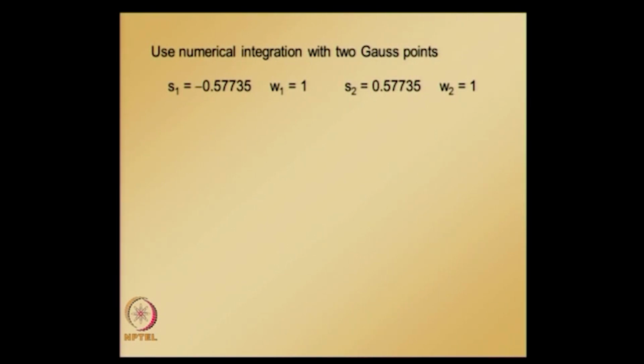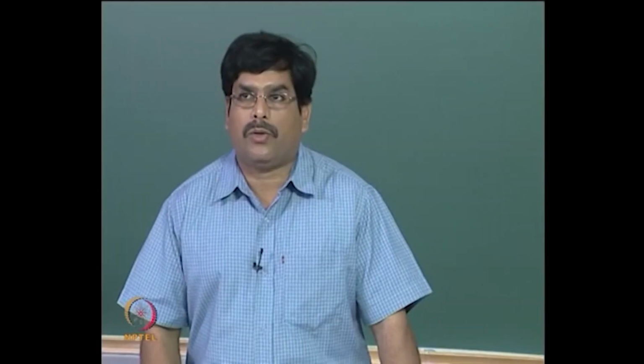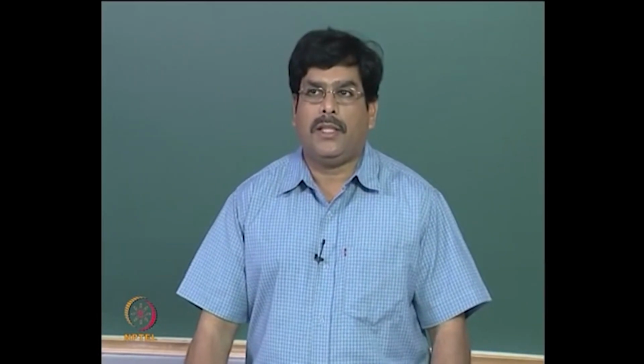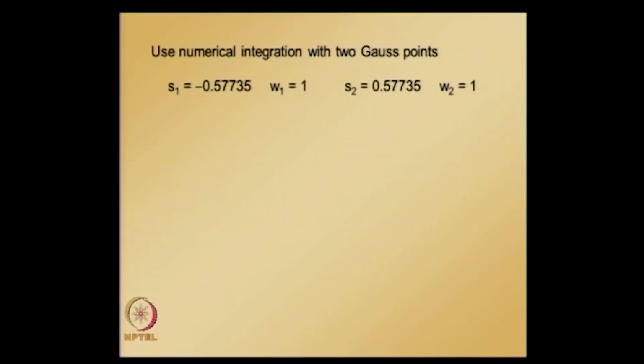So, to derive the element equations for element 1, we need to evaluate some of the integrals between -1 to 1, Kk, Kp, such kind of integrals. So, we will be using numerical integration to evaluate these integrals with 2 Gauss points, adopting 2 Gauss points. The coordinates and weights of each of these Gauss points are indicated there.